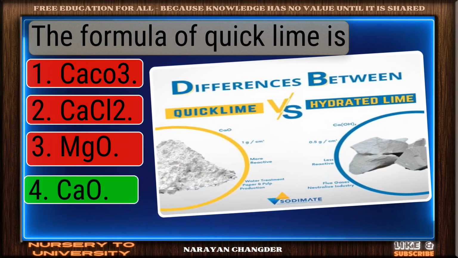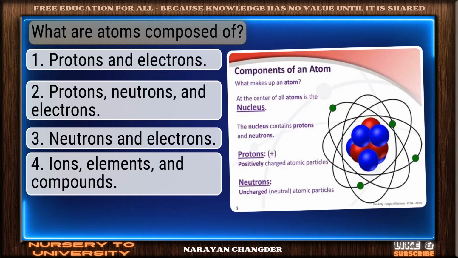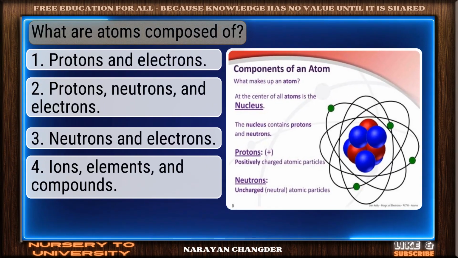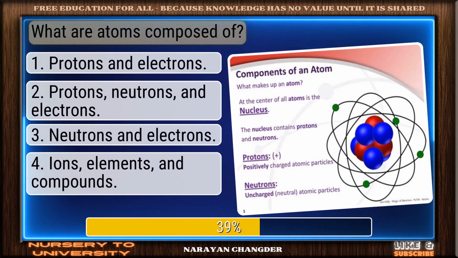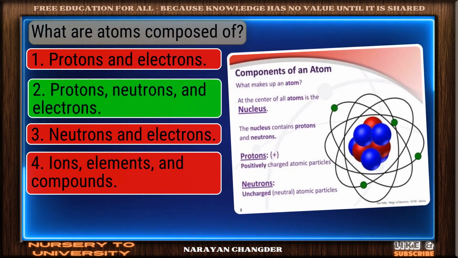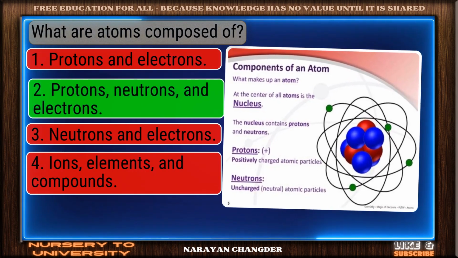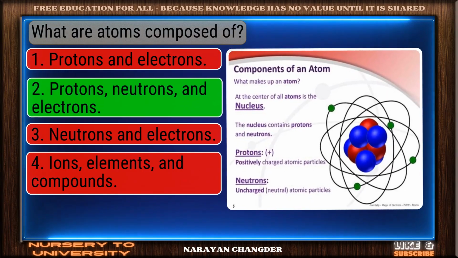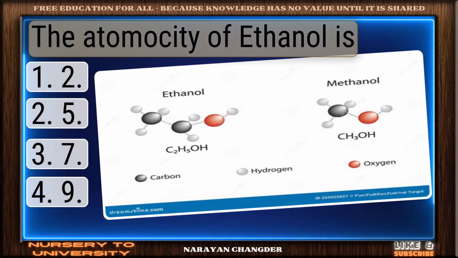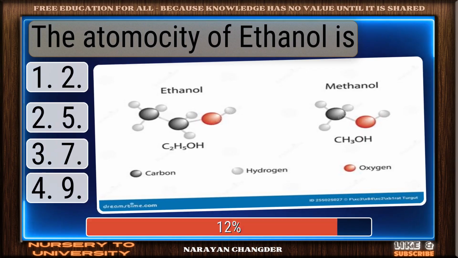You chose CaO, and it is correct. Question number 254. What are atoms composed of? Correct. Protons, neutrons, and electrons is the right answer. Question number 255. The atomicity of ethanol is.